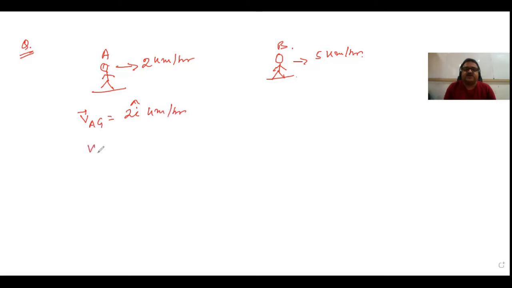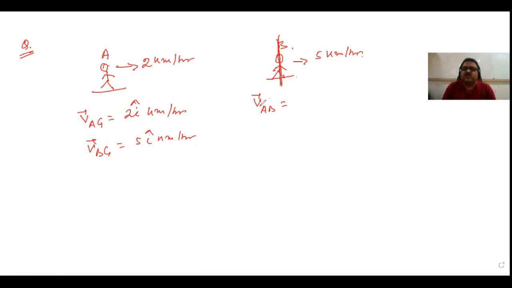Now the velocity of B with respect to ground is what? 5i cap km/h. Now what is the velocity of A relative to B? Means if we keep B standstill, correct? So if you look from the viewpoint of B, that means I am observing the motion of A from the viewpoint of B. That means B is assumed at rest, and with what speed is A approaching, correct? So look at this.